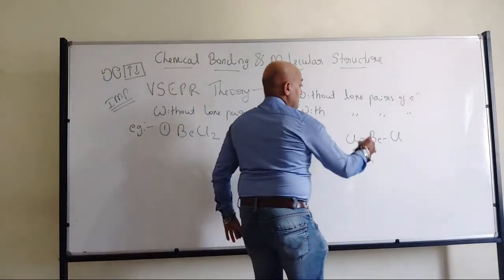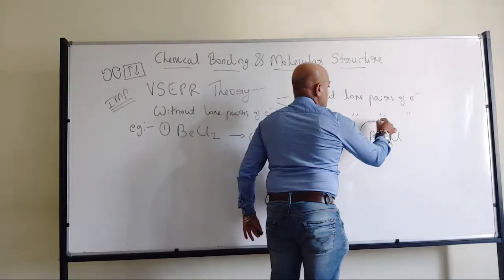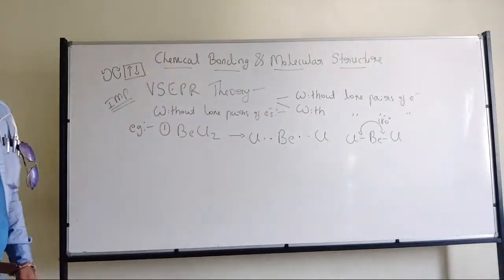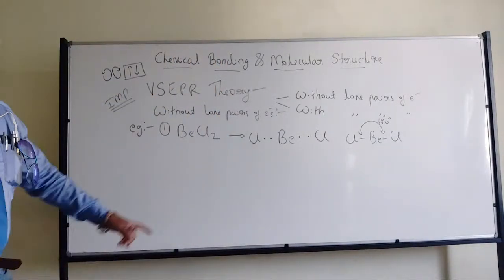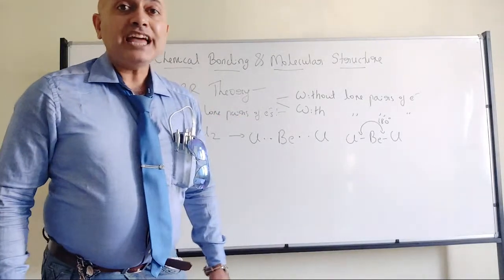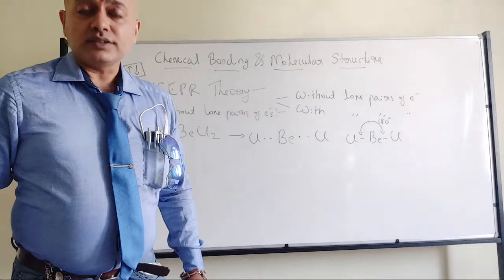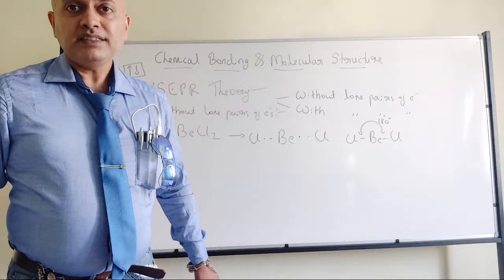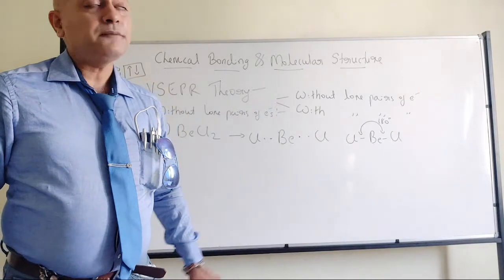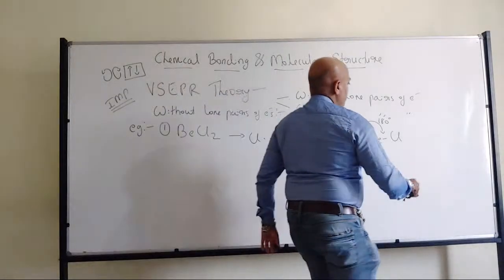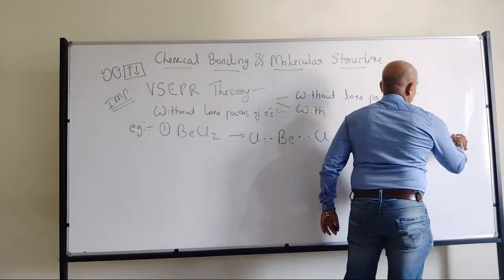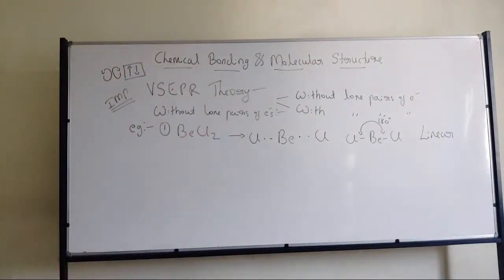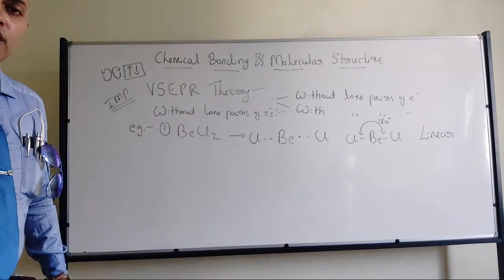Therefore, the structure will have a 180 degree angle. That is the maximum distance which can be attained by the 2 beryllium-chlorine bonds. It is the maximum distance they can occupy. That's what VSEPR theory talks about, right? So this shape can be called a linear structure. Fine? All of you have understood?